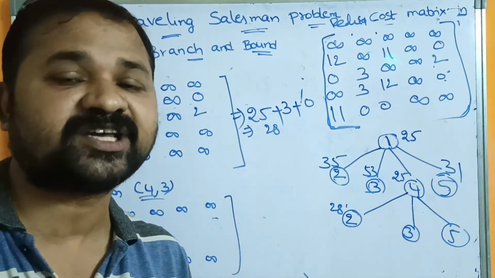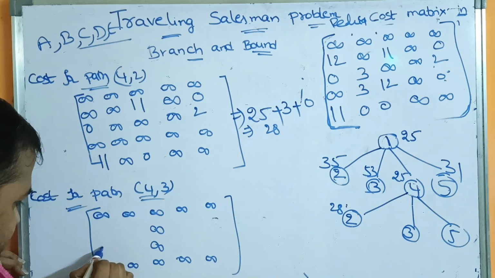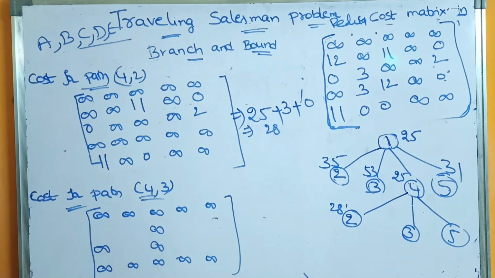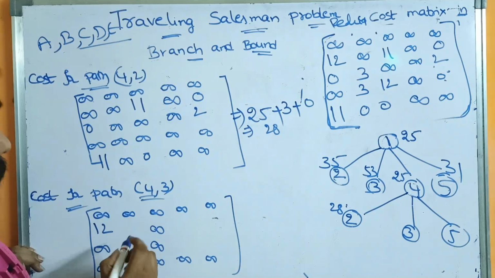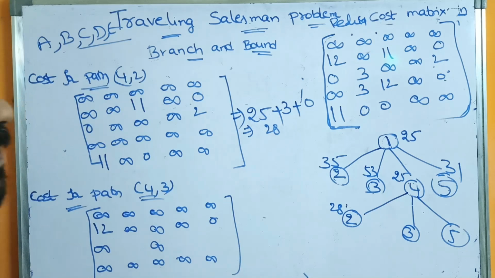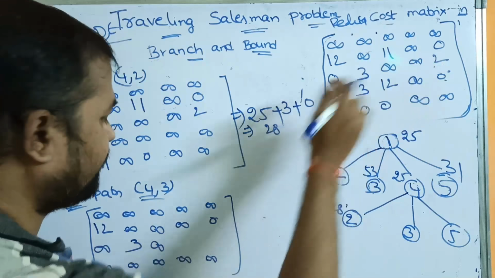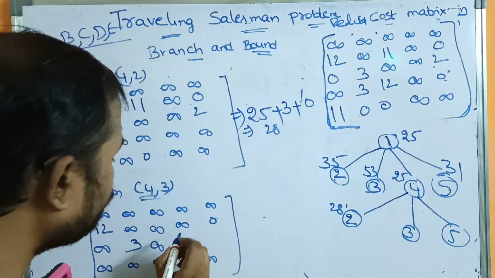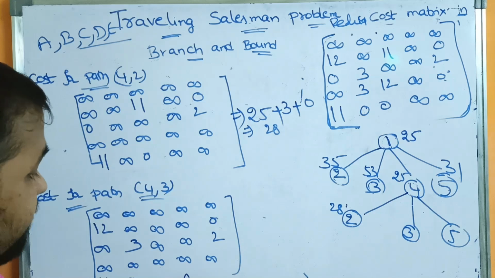Next we have to change j comma 1 to infinity. Here j means 3. So 3 comma 1 to infinity. So this is nothing but 3 comma 1. So change 3 comma 1 to infinity. Now let us note down the remaining values. Second row: 12, 12, infinity, infinity, 0. Next third row: 3, 3, infinity, 2, infinity, 2. Next last row: 11, 0, infinity, infinity.